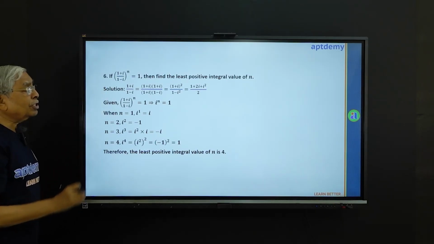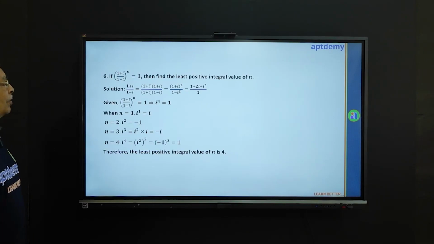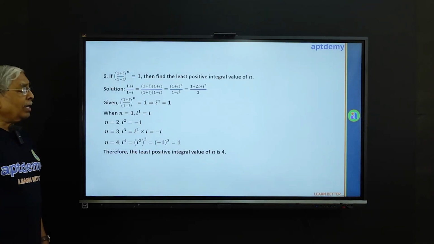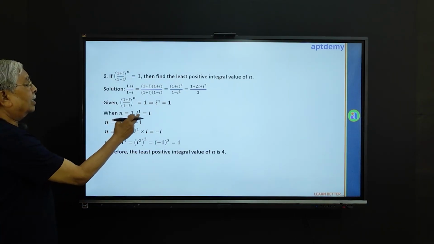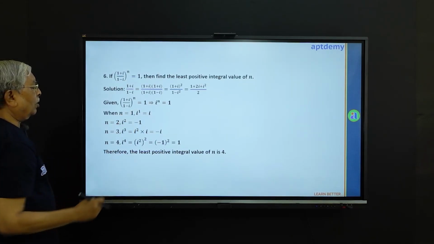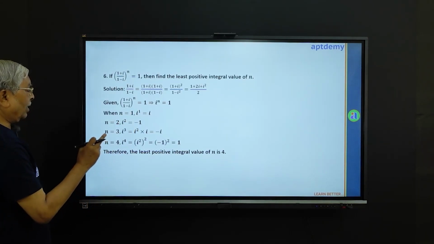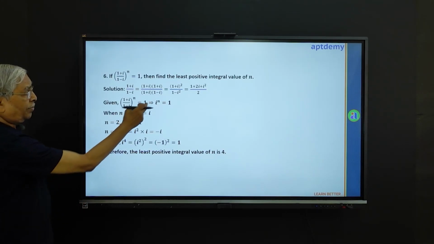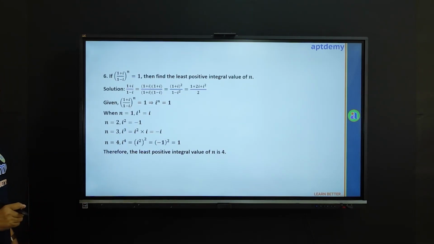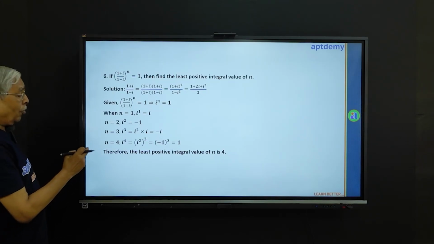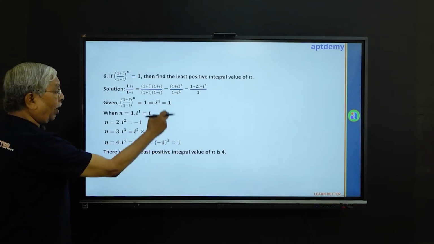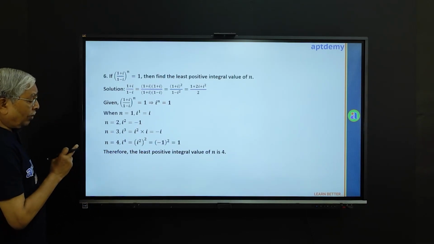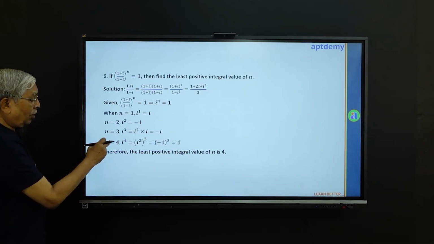Now what is the least positive integral value of n? First if you put n equal to 1, then left hand side will be equal to i. This is not equal to 1. n equal to 2, this is minus 1. If n equal to 3, left hand side is i cube, meaning minus i. If n equal to 4, then i to the power 4 equal to 1 equal to right hand side. So what is the least positive integral value? 4.